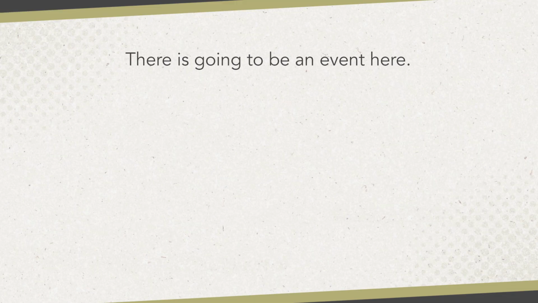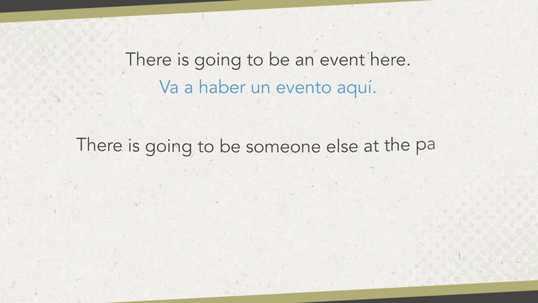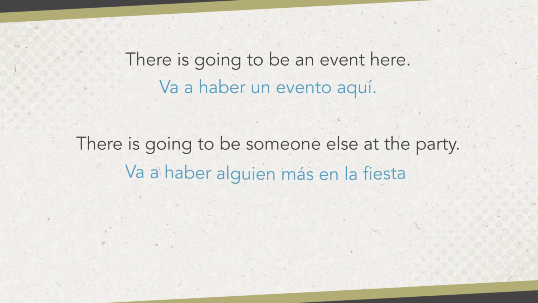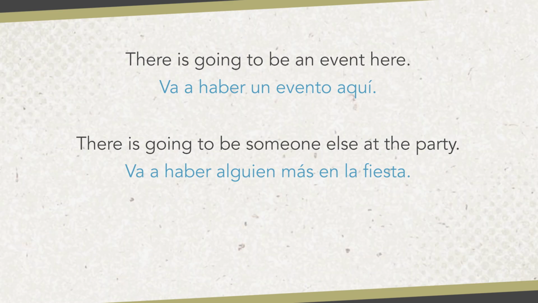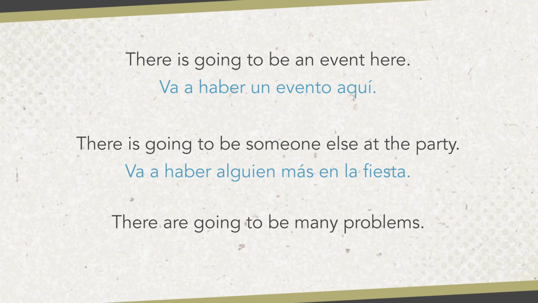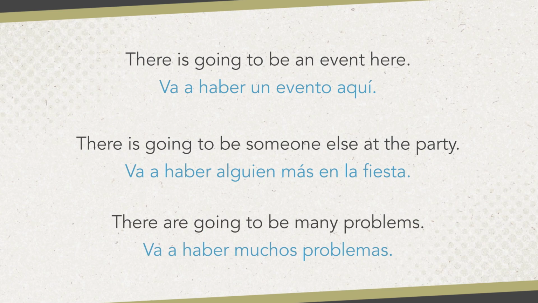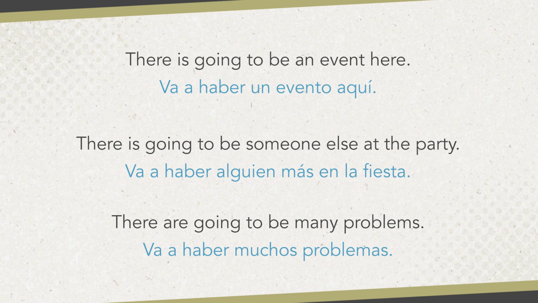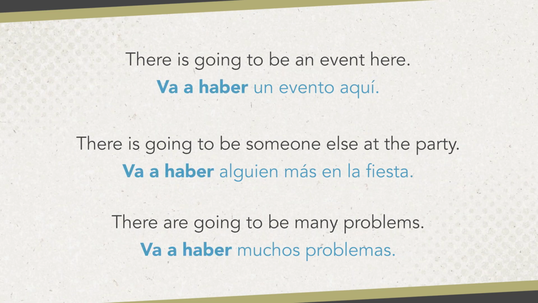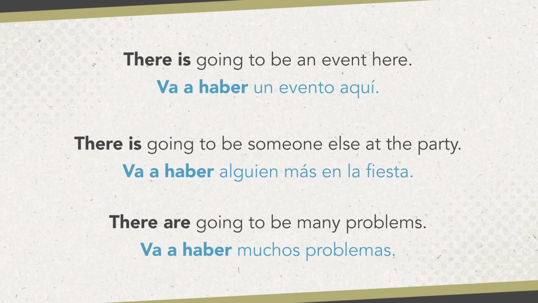Here are some examples. There is going to be an event here. Va a haber un evento aquí. There is going to be someone else at the party. Va a haber alguien más en la fiesta. There are going to be many problems. Va a haber muchos problemas. Notice that in each case, it's always va a haber, whether the English is there is or there are.